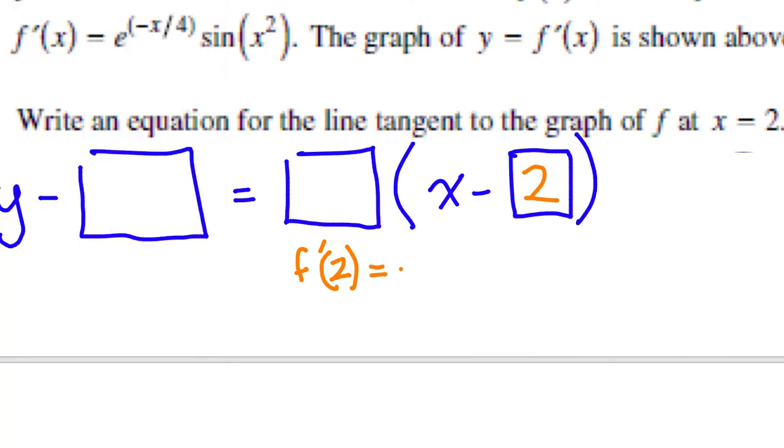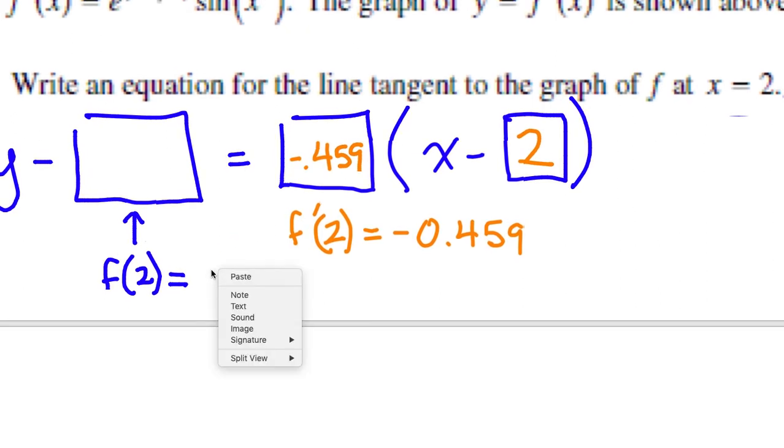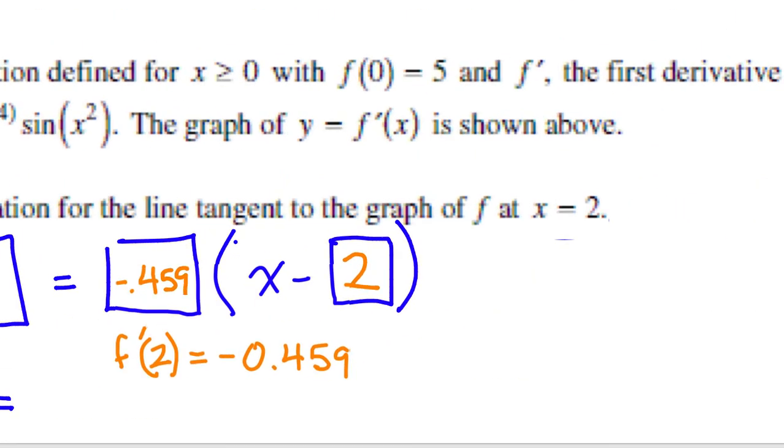So negative 0.459. And how do I find this? This is the y coordinate. That's going to be the hard bit. So this is the hardest piece. To do that, the thing that goes in here is f of 2. And f of 2, to find that, that's an accumulation integral. So that's going to be our start plus change. Fundamental theorem of calculus. What is our start? Our start is 5.